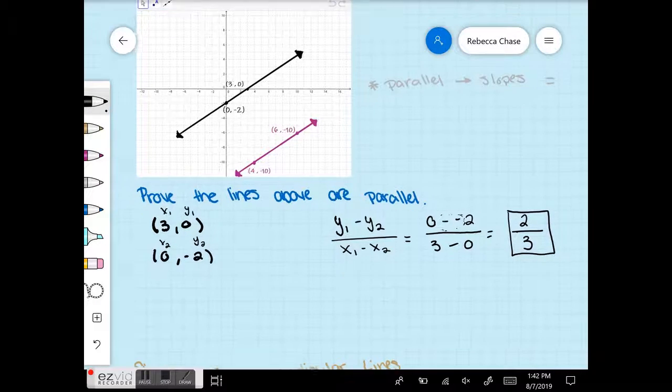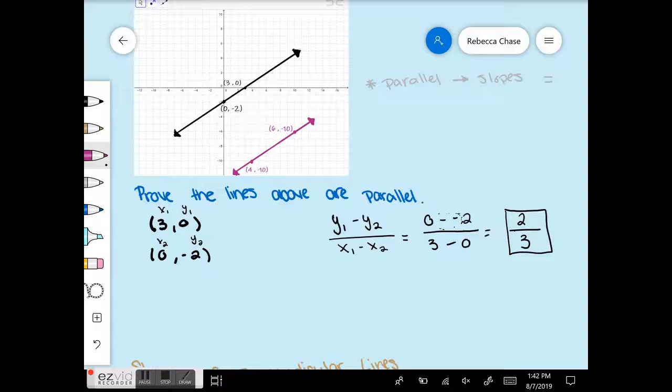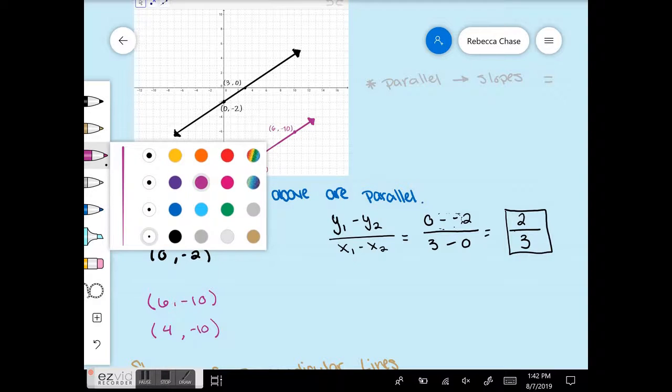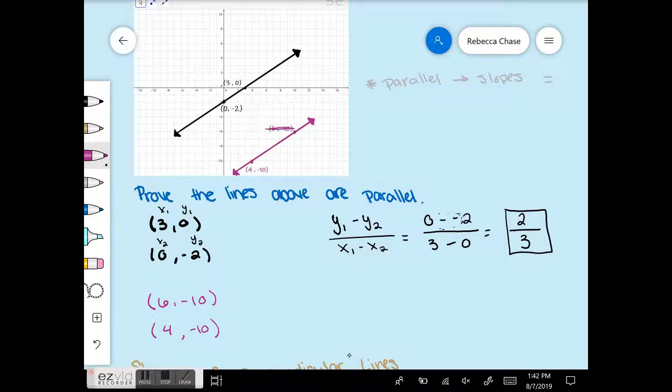All right. Now I have to do the exact same thing for the pink line. So pink, we've got (6, negative 10) over 4. That's not right. Okay, the 4, negative 10 is right. This point should be, let's see, it went over 10, so it should be (10, negative 6).